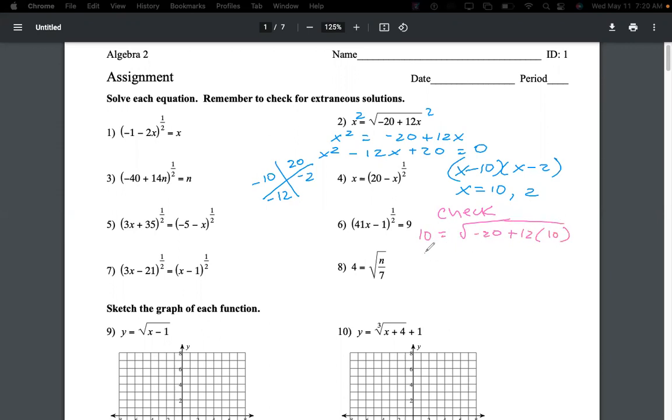let's look at what that gives me. That gives me 10 equals the square root of negative 20 plus 120. If I combine like terms, that's going to give me 100. Well, what's the square root of 100? That's going to give me 10, right? So 10 works.